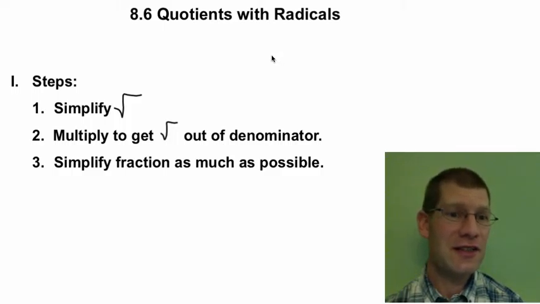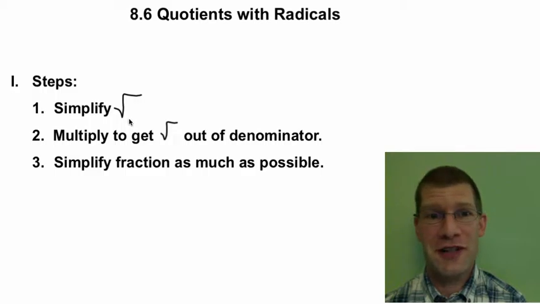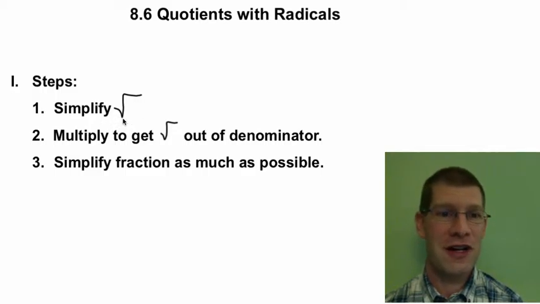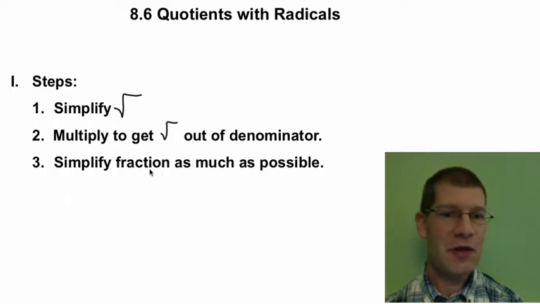Nice thing is, for steps, some of you have maybe already been copying them down. The first thing we do is simplify the radical. That's what we were just doing in section 8.5. So if you don't know how to do that, check out the 8.5 notes. So it's more practice with that. Then we're going to multiply to get the radical out of the denominator, and then we just simplify. So it's really only one more step.